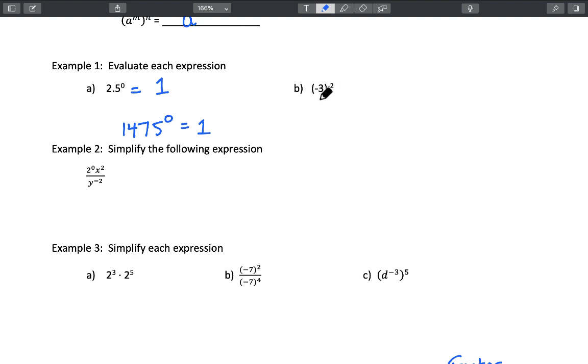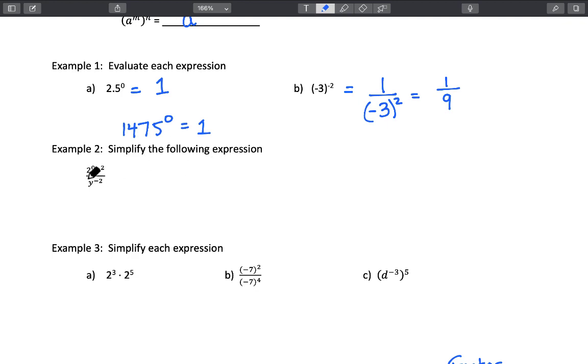Our next expression is negative 3 to the negative second exponent. In today's notes, you're going to learn that we always rewrite negative exponents as positive exponents. Whenever there's a negative exponent that's applied to a base, we're going to take the reciprocal of that base. So this is 1 over negative 3 now to the positive second power. And when we take 1 over negative 3 to the positive second power, you're going to end up with 1 over positive 9.